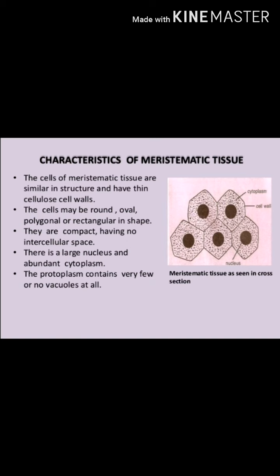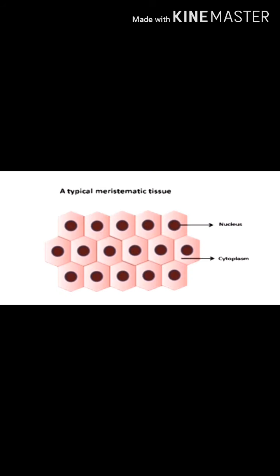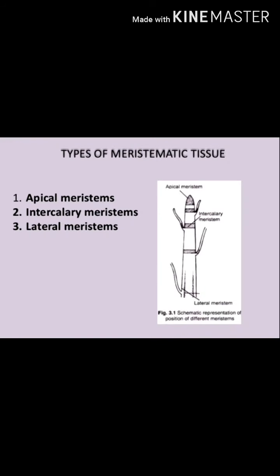On the basis of their position, meristematic tissue is of three types. And what are the three types? Let's study. Apical meristem, intercalary meristem, and lateral meristem. So these are the three types of meristematic tissue: apical, intercalary, and lateral.